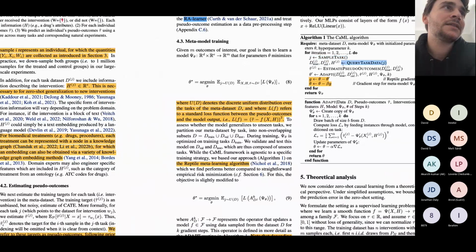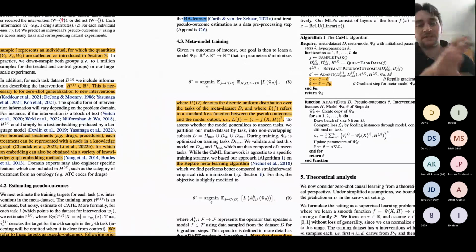They get task data for it. And they say that they have to subsample the task data because, surprisingly enough, they have so much data for each of these tasks that they don't want to have way too much data for each task. So they subsample, and that's how they get this data. We'll get back to the pseudo outcomes later. And then they train on that specific task, and then they update the model.